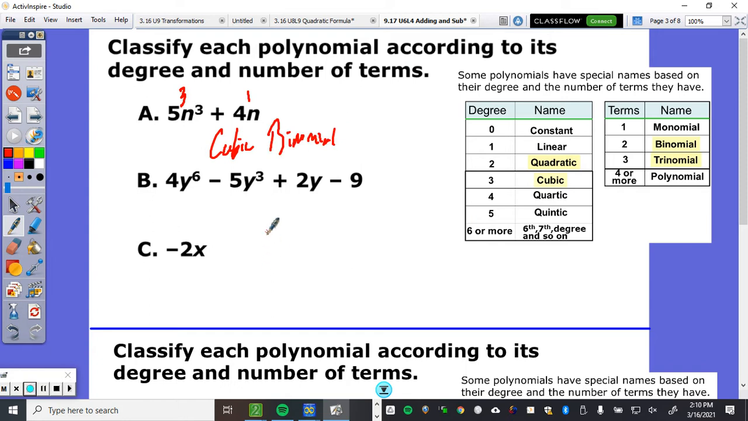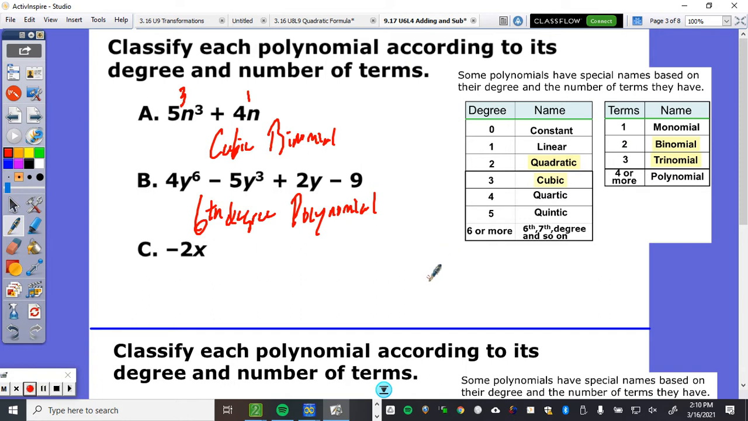All right. Second one, Marissa, classified by degree and number of terms. What's the degree of this polynomial? 6. So we call it a 6th degree polynomial. Because it's 4 or more terms.